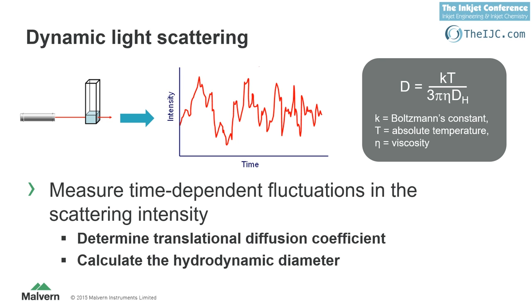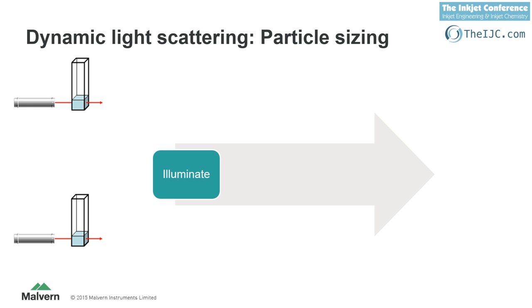And from that, with the help of the temperature and the viscosity, we can work out what the hydrodynamic diameter of the particles is. So the diameter of a sphere that moves around in that liquid with the same size as your particle, plus surfactant, plus whatever's in there. So that lets us calculate the hydrodynamic diameter.